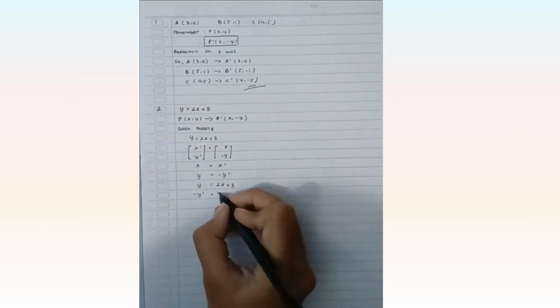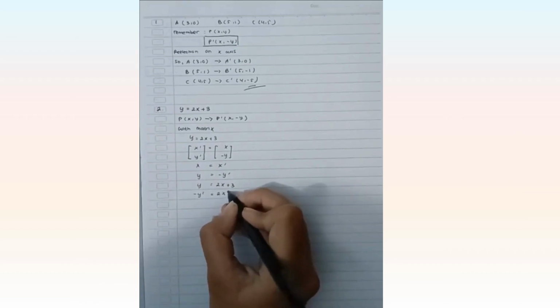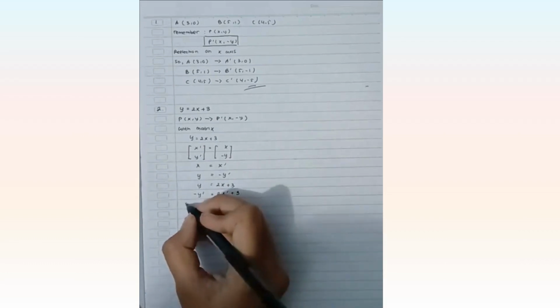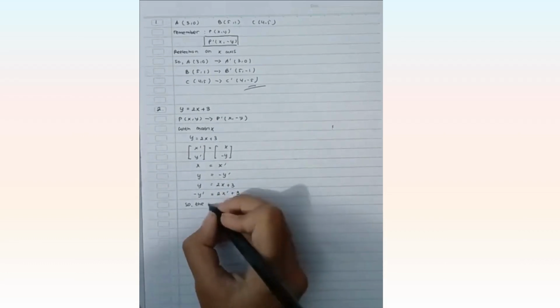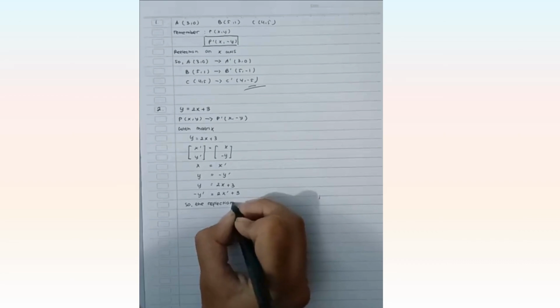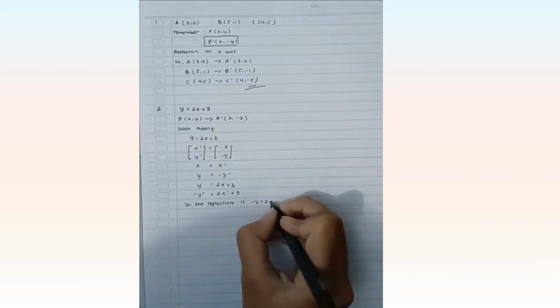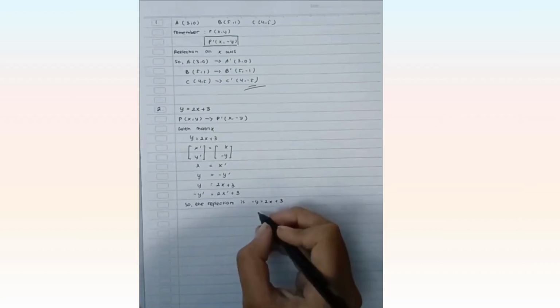We get y' equals minus x' plus 3. So the reflection is y equals minus x plus 3, or x plus y equals 3.